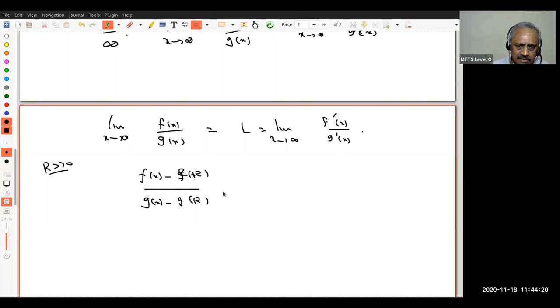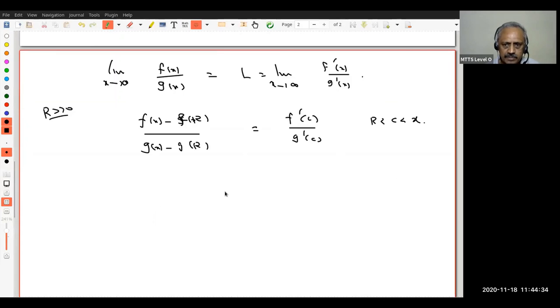Let us look at this. By the mean value theorem, I know this is of the form f dash c by g dash c, where r is less than c less than x. You understand this? I'm not doing anything, I'm just playing with symbols, trying to develop the idea of a proof. Then we will give a rigorous proof. Now, as x goes to infinity, c will also go to infinity. Therefore the right side will go to L.